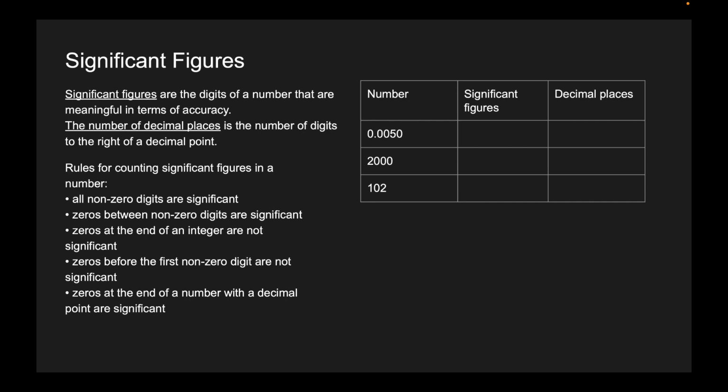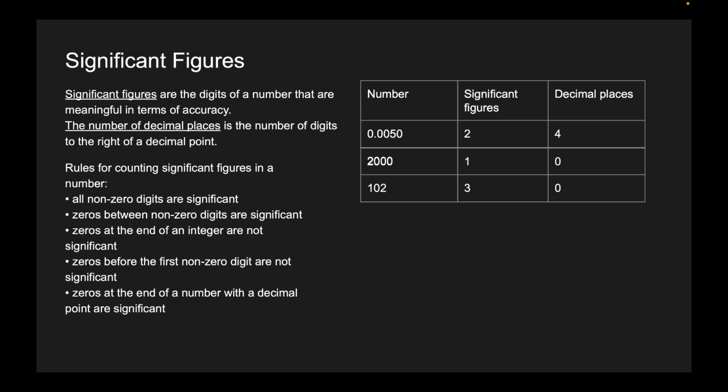0.0050 has two significant figures because all non-zero digits are significant and zeros at the end of a number with a decimal point are significant, and there are 4 decimal places. 2000 has one significant figure because it's an integer number and zeros at the end of an integer are not significant. There are 0 decimal places. 102 has 3 significant figures because zeros between non-zero digits are significant. There are also 0 decimal places.